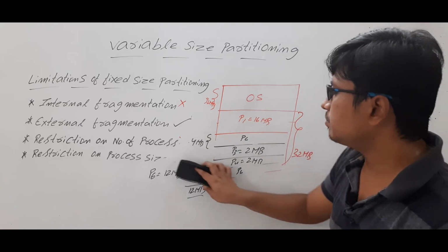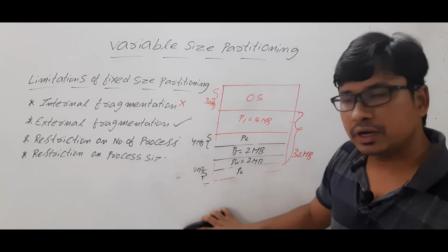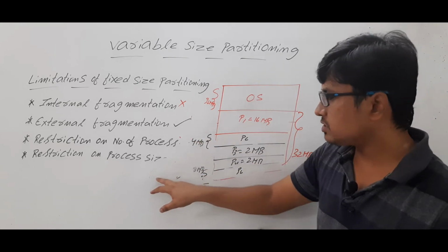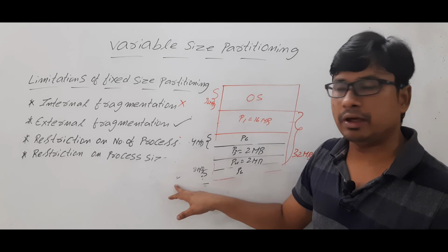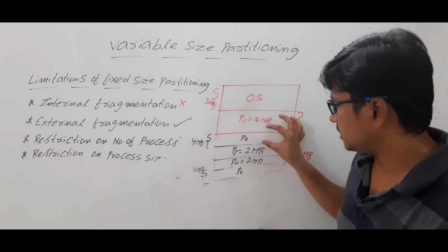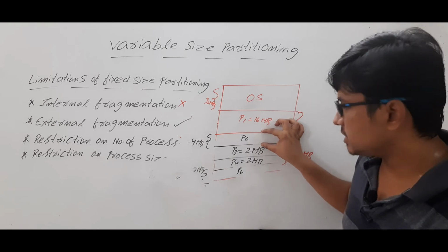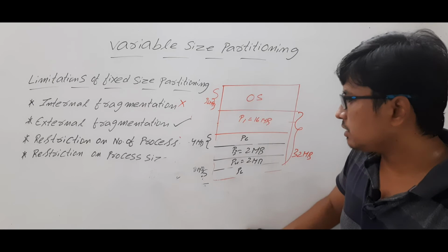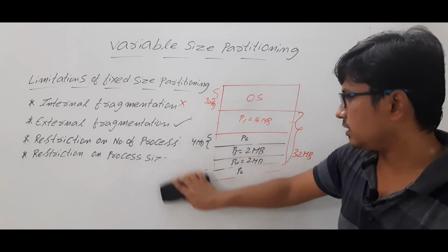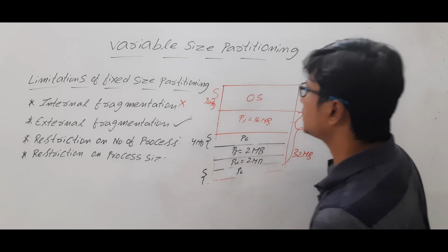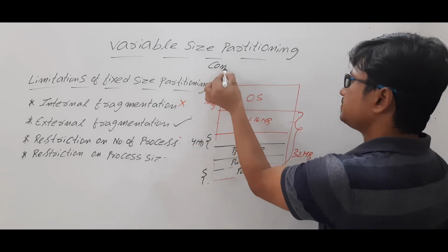Now, how can this be overcome? I hope you are understanding, because even though we have 12 MB of free space, and the process P6 came with a requirement of 12 MB, we could not allocate it because it is a contiguous memory allocation. A part of the process P6 cannot be kept here, another part we cannot keep here, because spanning is not allowed. It is a continuous allocation. So now what can we do? There is a technique called compaction.